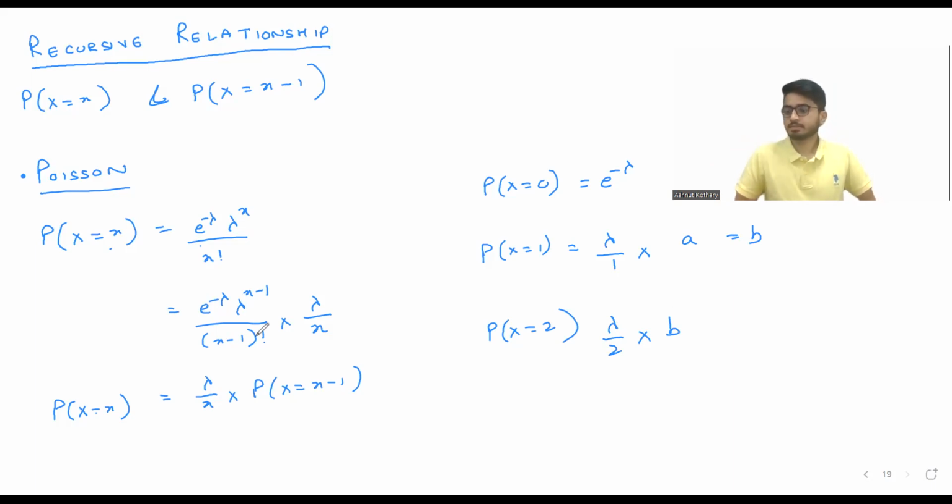Again, take it as a task. Try this out for binomial and negative binomial type 1. Attempt to establish such a relationship for a binomial distribution and negative binomial type 1. So this is all we have under discrete distributions.